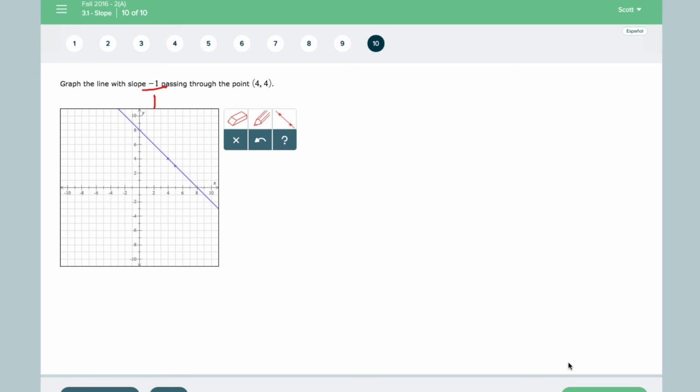So that's how you do assignment 3.1. You're just finding slope and you're graphing a line based on a point and a slope. Hopefully this helps. Let me know if you have any questions.